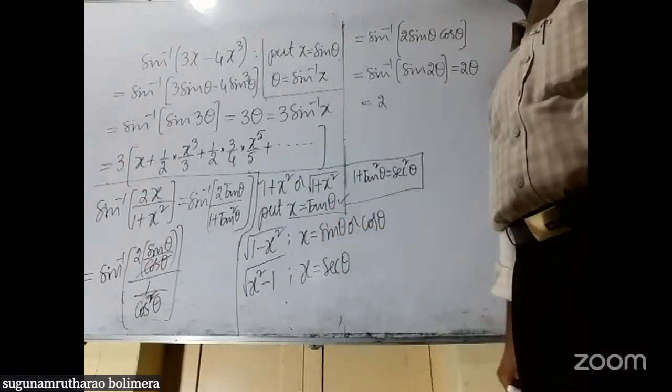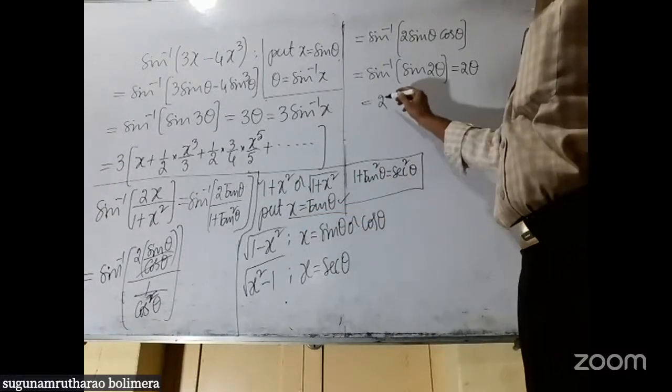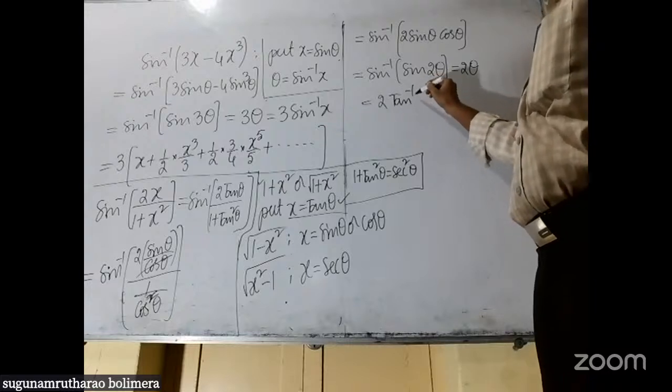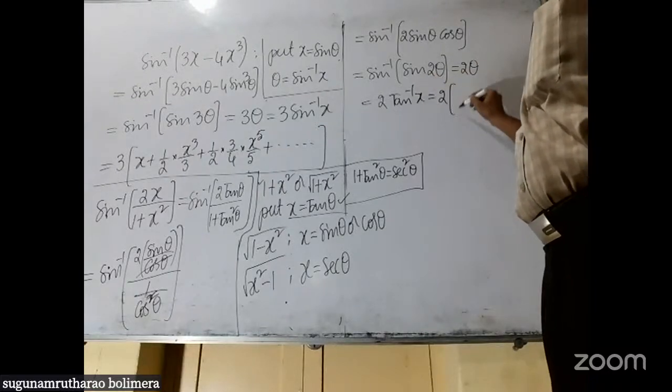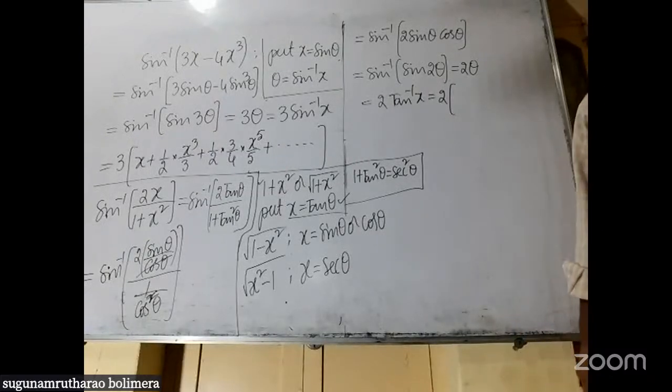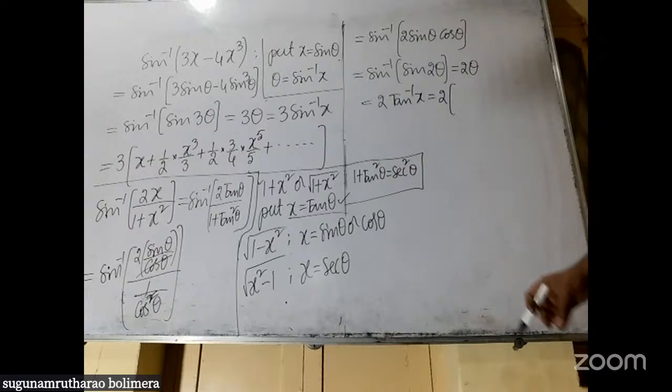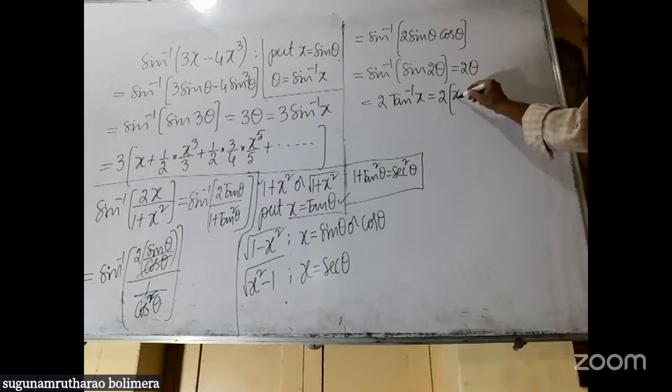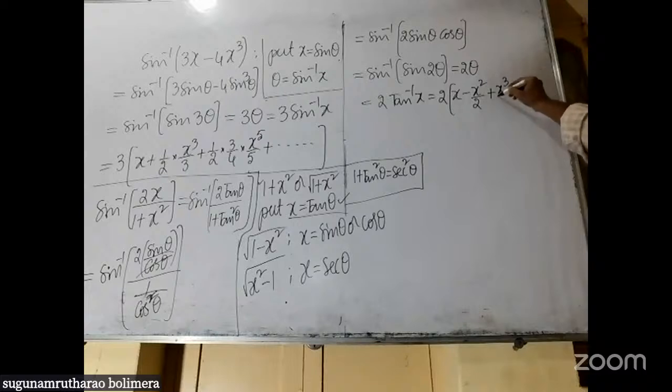X is tan theta, so theta will be tan inverse x. So it is 2 into tan inverse x. What is the tan inverse x expansion? Already you have written it. Tan inverse x expansion is x minus x square by 2 plus x cube by 3 minus x power 4 by 4 and so on. Please note down.